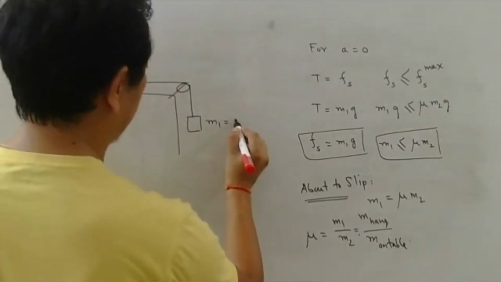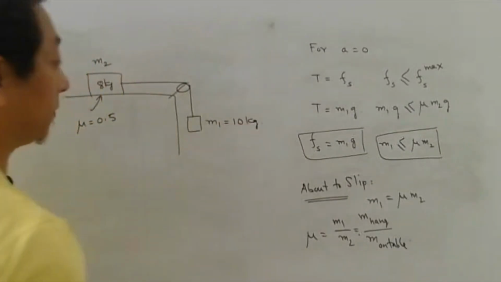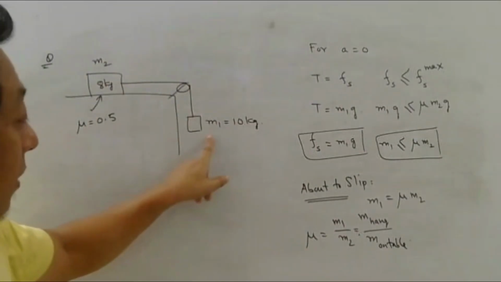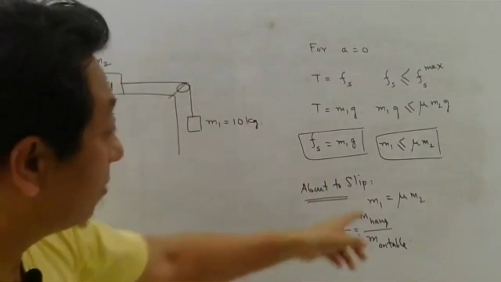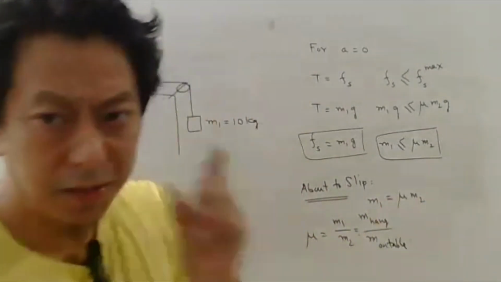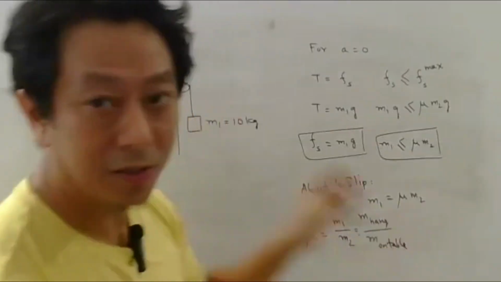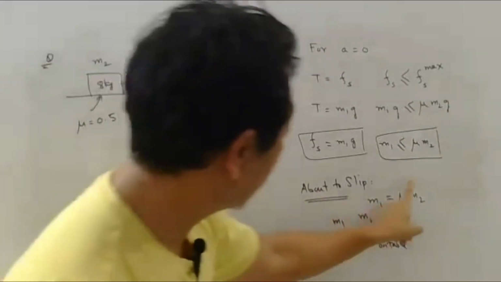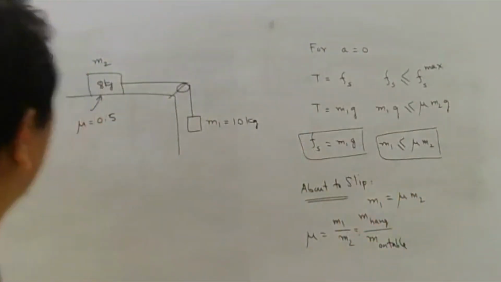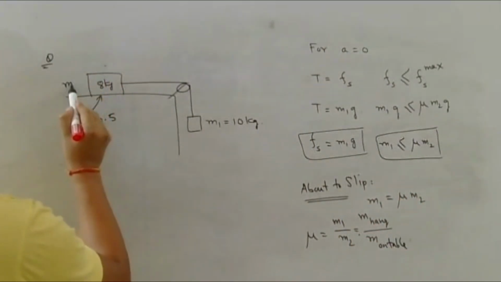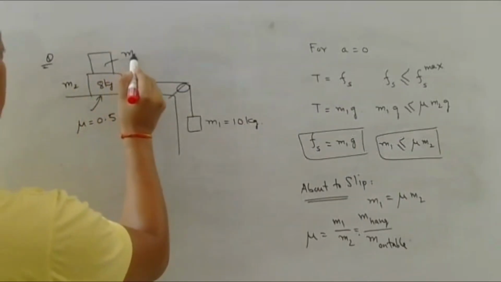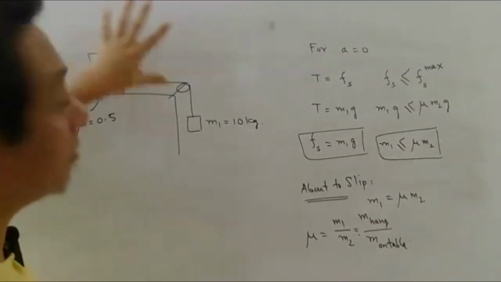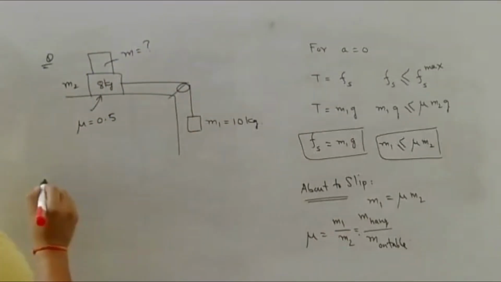Let's say this is 10 kg. So right now the system will accelerate, yes or no? Because this number M1 is greater than mu M2. This is the condition for just rest. Till this point, the system you can assume is at rest. The moment M1 becomes greater than this number, it will accelerate. So they will ask how much mass you should keep here so that the system remains at rest.